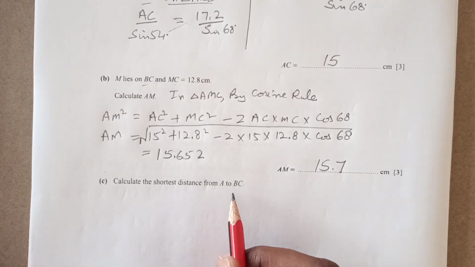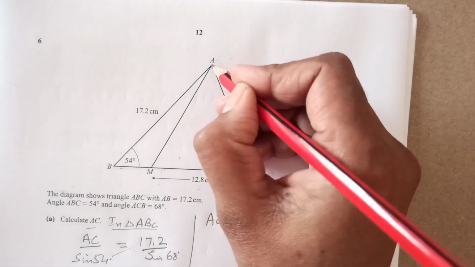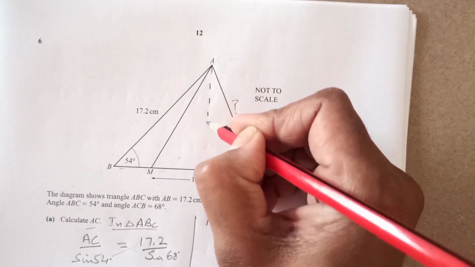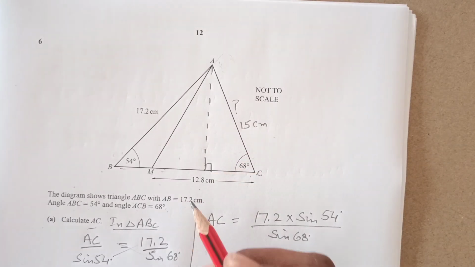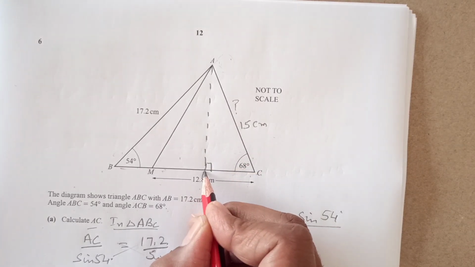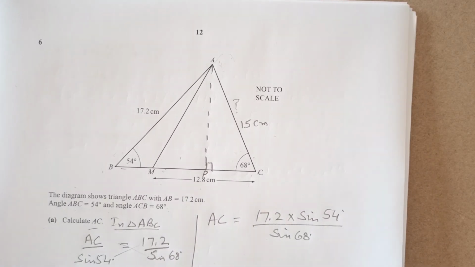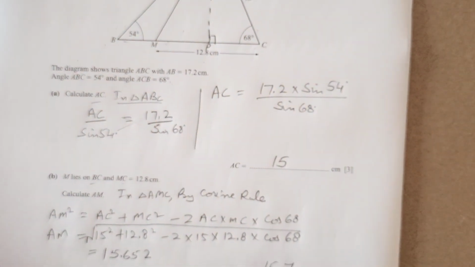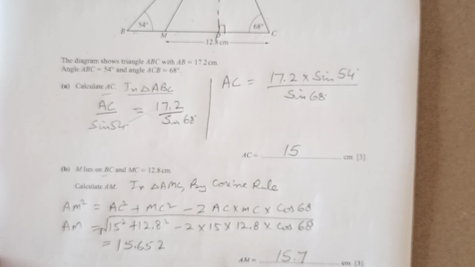Now calculate the shortest distance from A to BC. From A to BC, that means the shortest distance is always the perpendicular on that side. So this is the shortest distance. Let's say this is point P over here. So that means we are looking for AP. Okay. So for that, let me draw this triangle here. It's like this. This is A, P and C. This angle is 90 and this is 68.